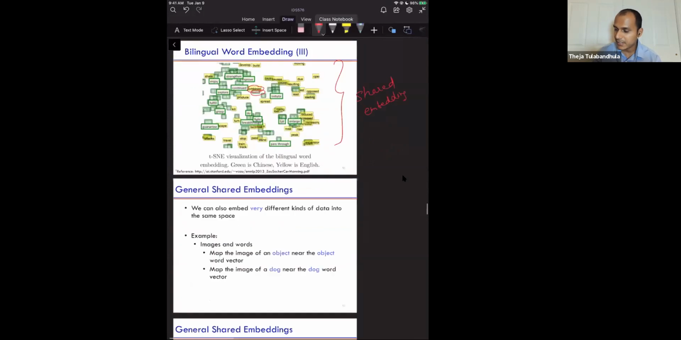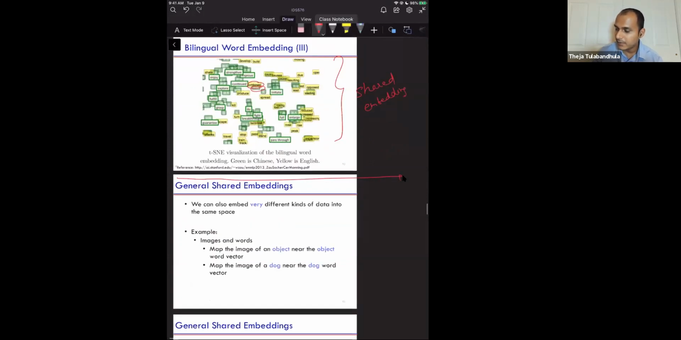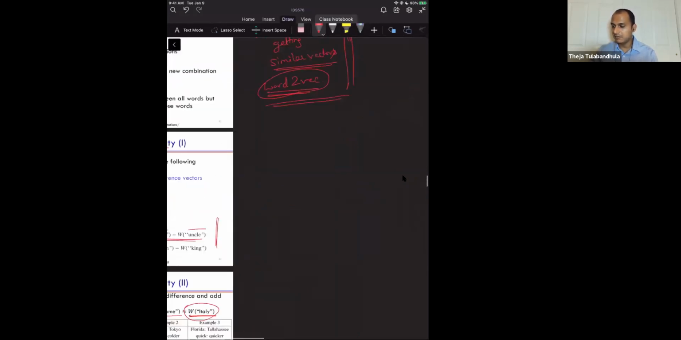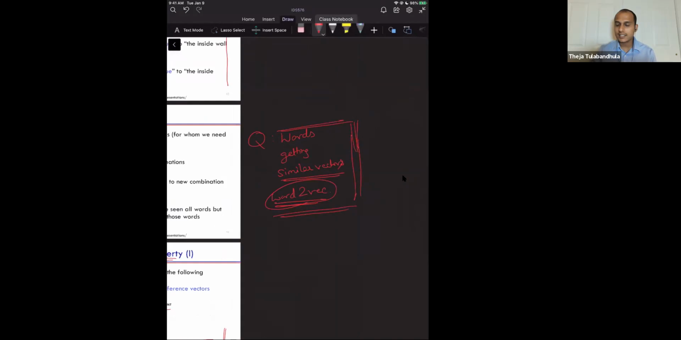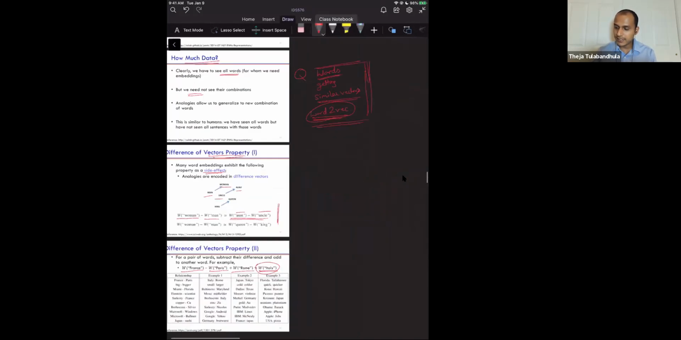With that, let me stop at this point. I realized we ran out of time. Next time we'll go to Word2Vec, and there I'll try to answer this key question. Word2Vec will have its own classification task, and we'll see why words end up getting similar vectors if they appear in similar contexts. So we'll address that in the next class.